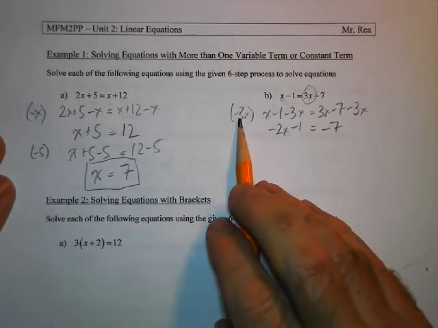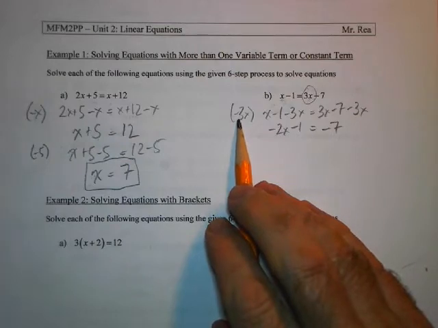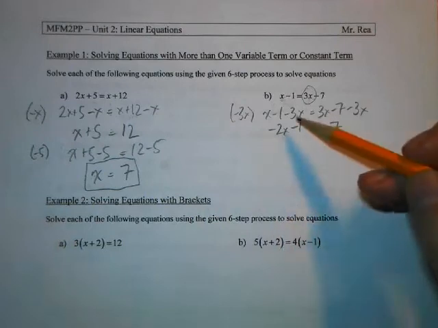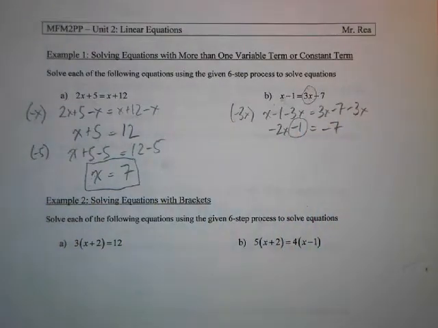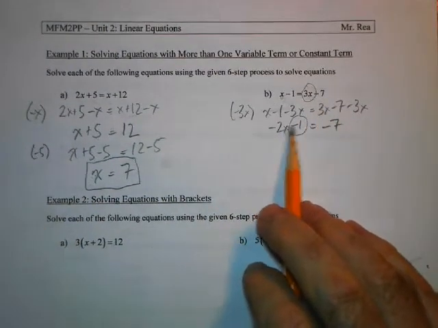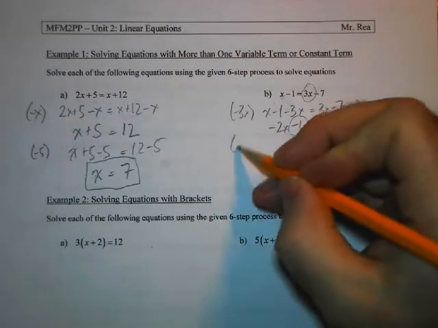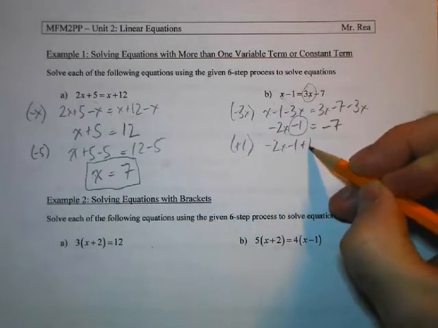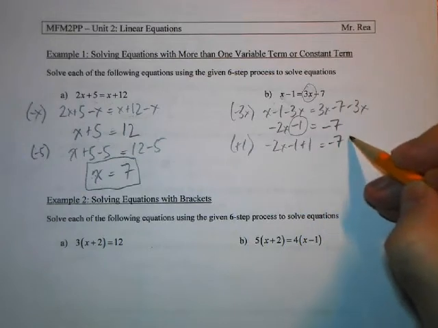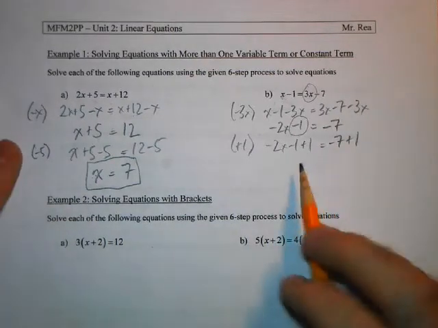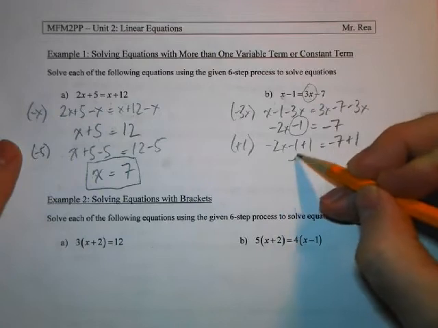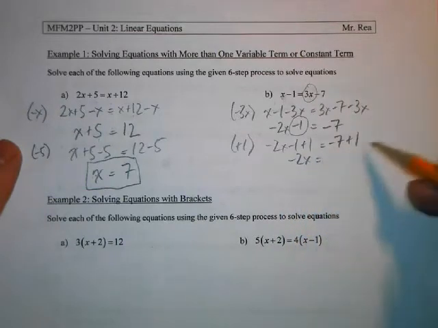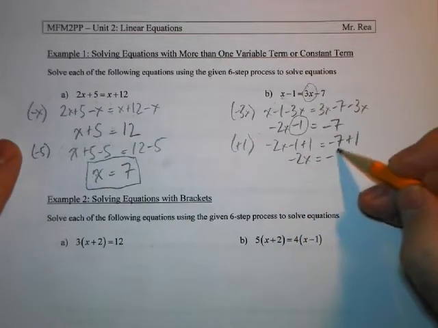So that would have been our step 4, getting rid of the variable term. Now we get rid of the constant term on the left side. So how do we get rid of minus 1 here? Well, we add 1 to both sides. So negative 2x minus 1 plus 1 is equal to negative 7 plus 1. And simplify, these two cancel. So you get negative 2x equals negative 7 plus 1 is negative 6.